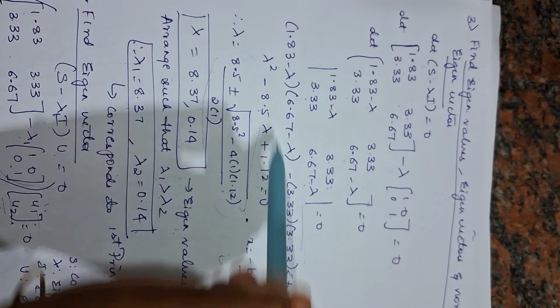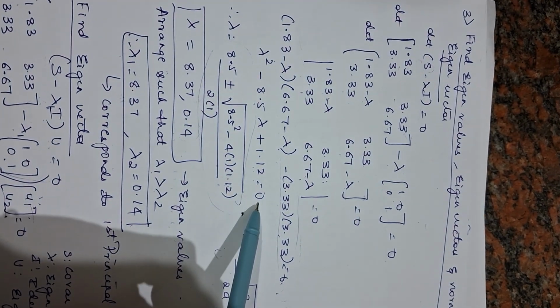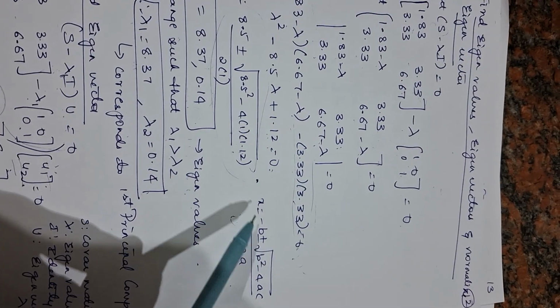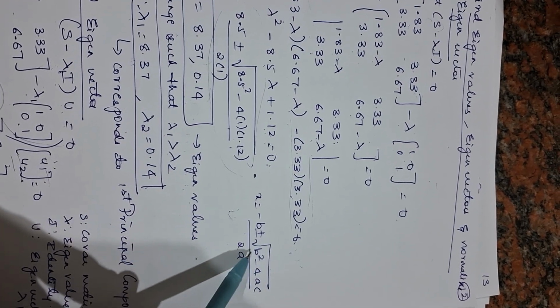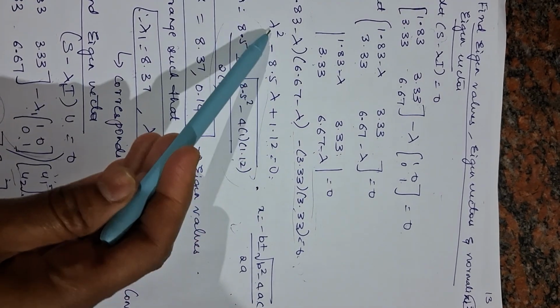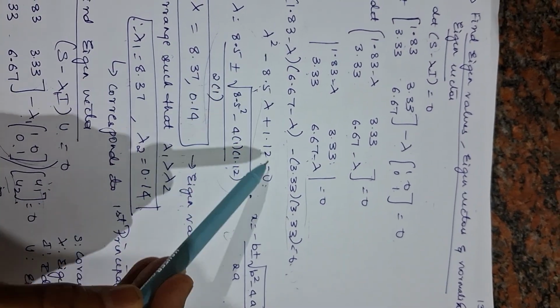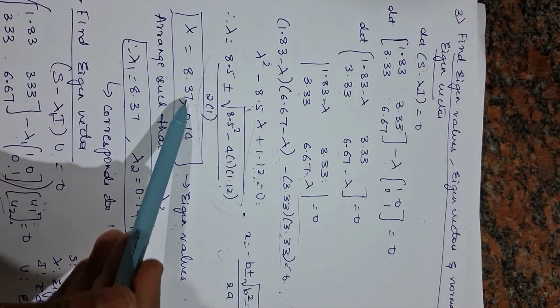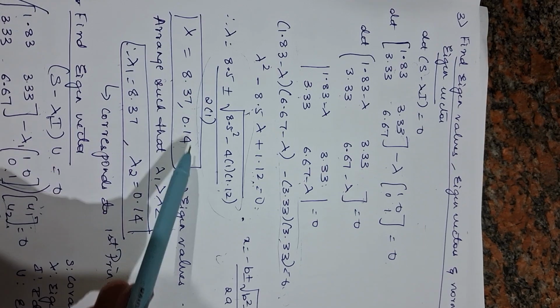Now when you simplify this, you will get a quadratic equation like this. To solve the quadratic equation or to find the roots, this is the formula. The root is minus b plus or minus root of b square minus 4ac, by 2a. So in this equation, a is 1, b is minus 8.5, c is 1.12. So substitute the values and you get the final roots as 8.37 and 0.14.